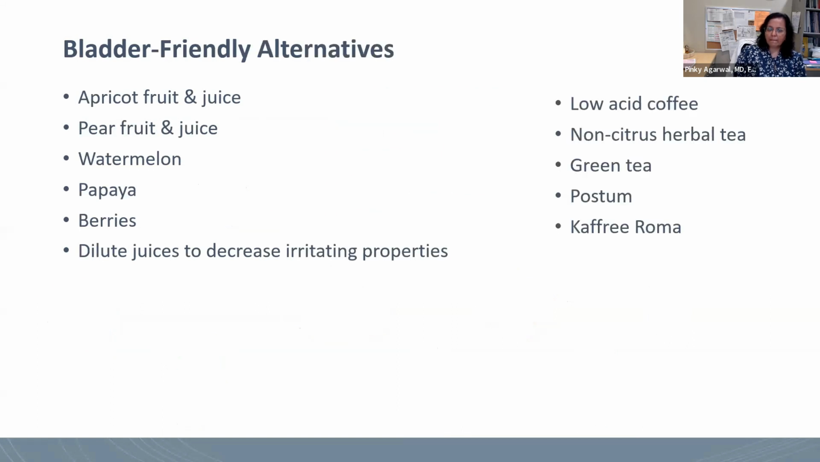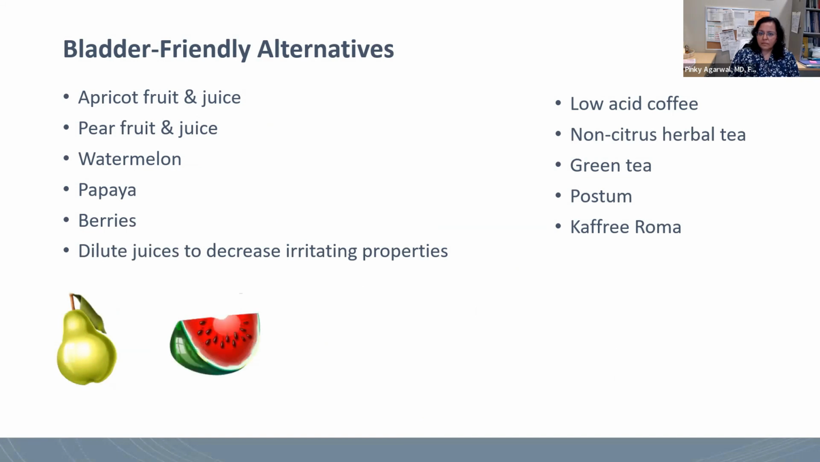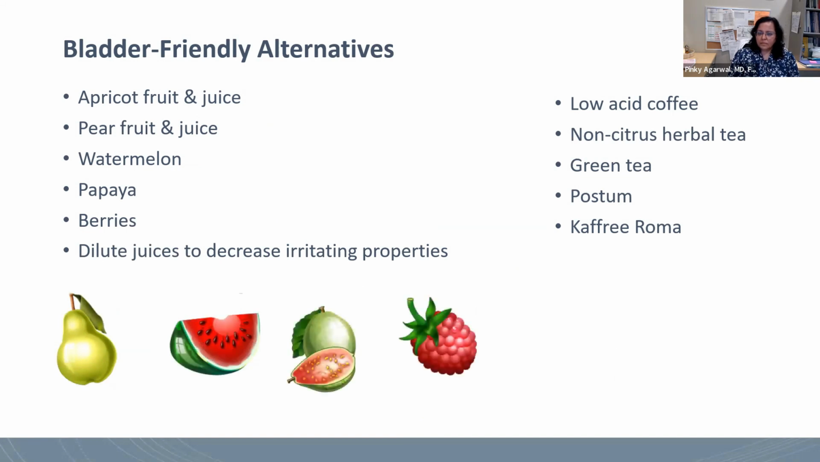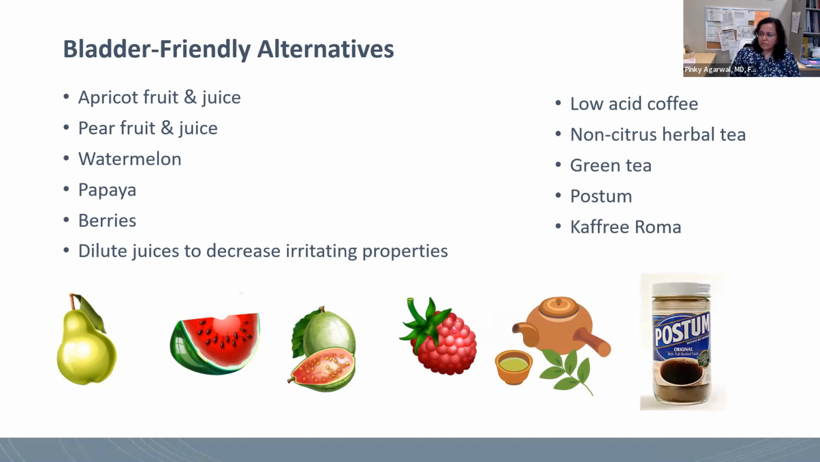The following are some bladder-friendly alternatives: apricot and pear fruit and juice, watermelon, papaya, and berries are all relatively neutral. You can also consider diluting your juices to decrease their acidic properties. Low-acid coffee is now available commercially, and non-citrus herbal tea is a good option. Green tea, which has a minimal amount of caffeine, is also fairly neutral. Alternatives to coffee include Postum and Caffè Roma.